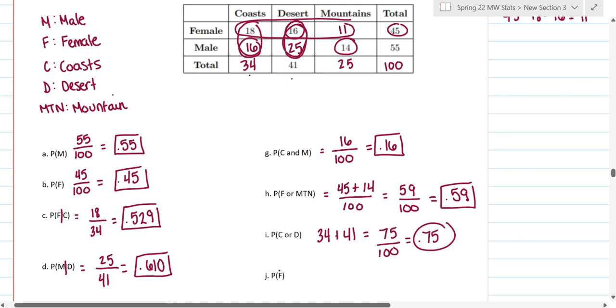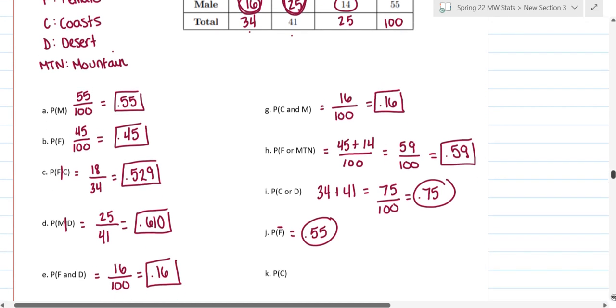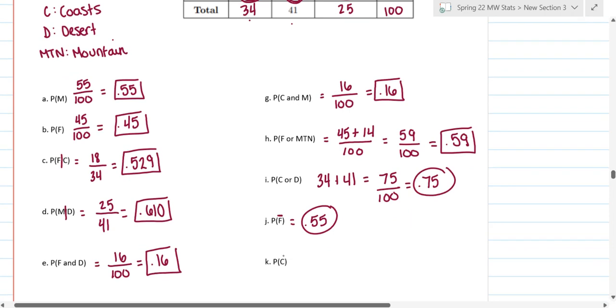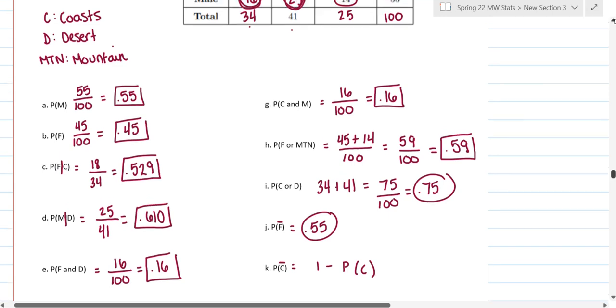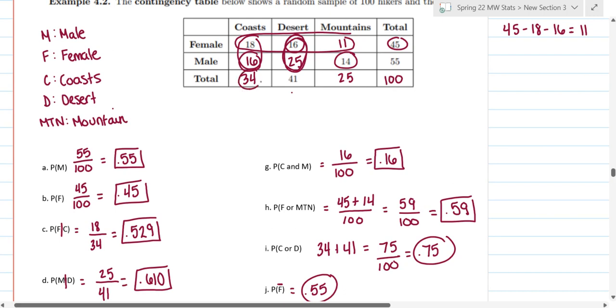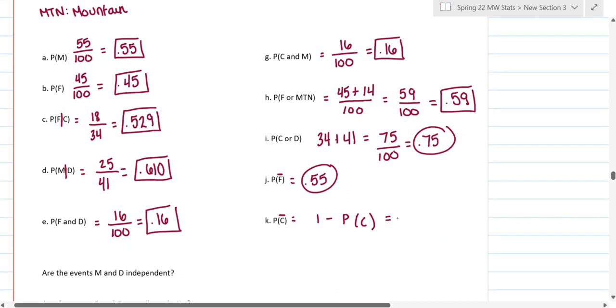And then this again is supposed to be a complement with a line over it. It just didn't print. So the probability not female, 0.55. That's just probability of male. And then same thing for K. So probability of not coast would be 1 minus the probability of coasts, which we did not find actually. So the probability of coasts is 0.34. Total number of coasts. So 1 minus 0.34, 0.66.